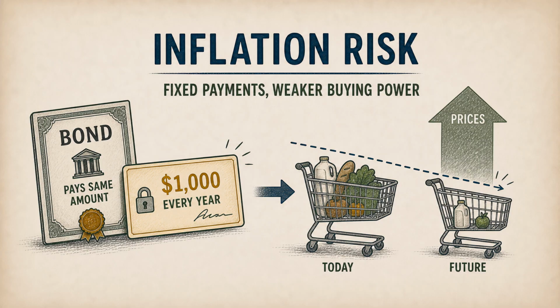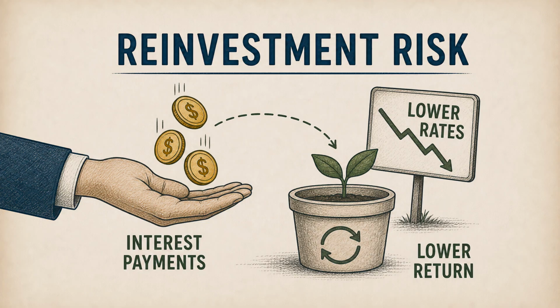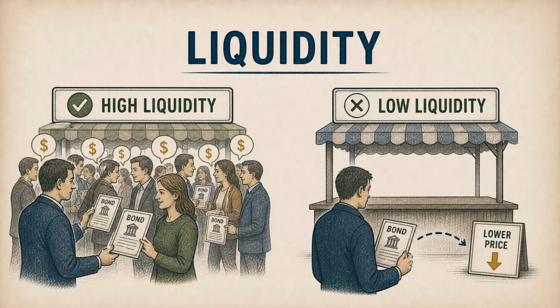Bonds also face inflation risk. If a bond pays fixed dollars every year, those dollars may buy less in the future if prices rise. A bond can pay exactly what it promised and still leave the investor with weaker purchasing power. There is another quiet risk called reinvestment risk. When you receive interest payments, you may want to invest them again. If interest rates are lower at that time, the new return available on those payments may be lower than what you hoped.